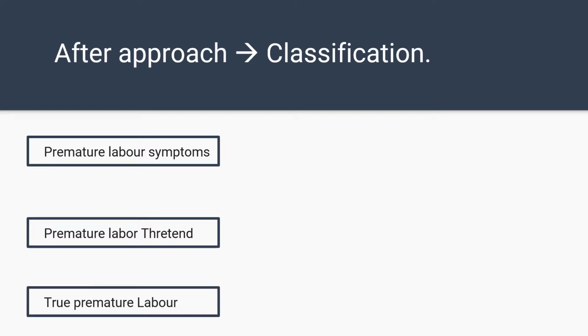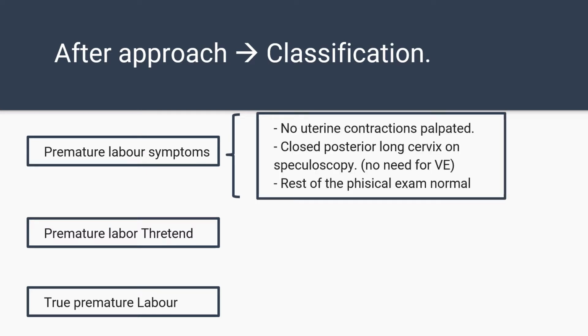true premature labor. The premature labor symptoms is only to have the symptoms. So there are no uterine contractions palpated, a closed posterior long cervix in the speculoscopy, so you don't need to do a VE, and the rest of the physical exam normal. So the mother only complained of pain, but there are no contractions. That is the key. No contractions when you palpate per abdomen.